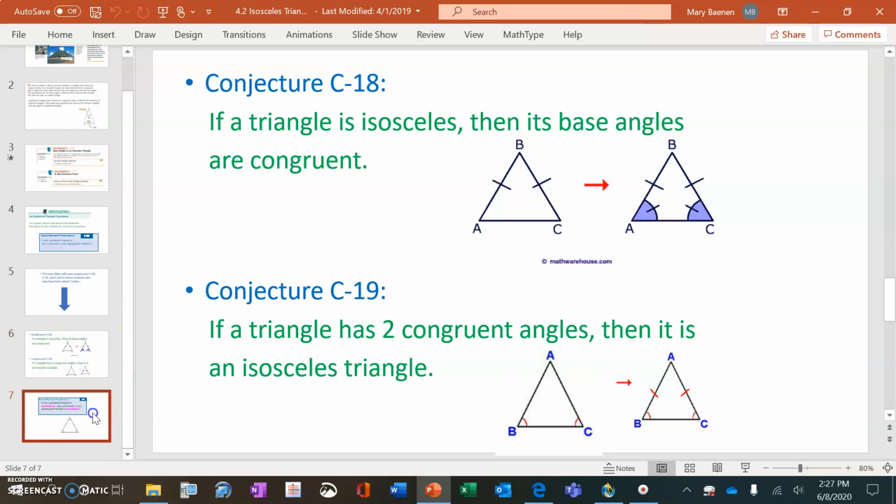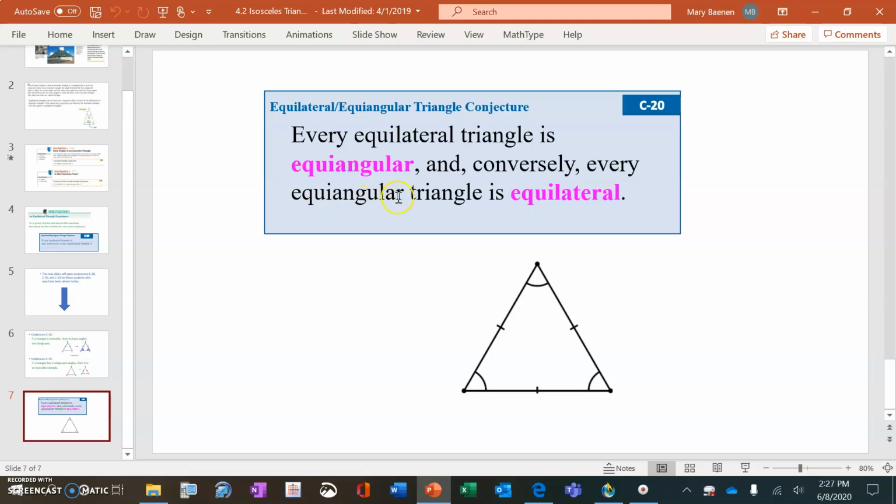And then we did that last one. The last one said every equilateral triangle is equiangular, and conversely, every equiangular triangle is equilateral. And that would be a sketch for that conjecture number 20. So this is the end of today's lesson. And at the end of the lesson, you should now be sure that you have these conjectures on your conjecture list, and then you are ready to start the homework for this lesson.